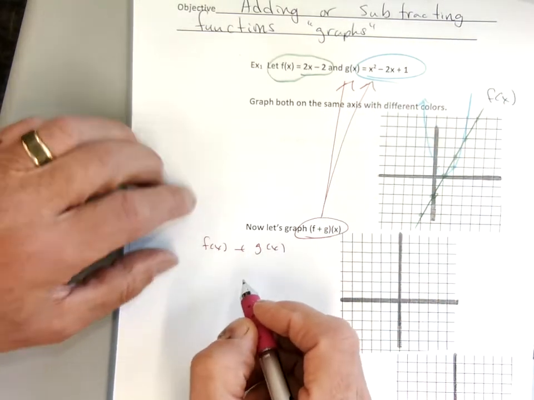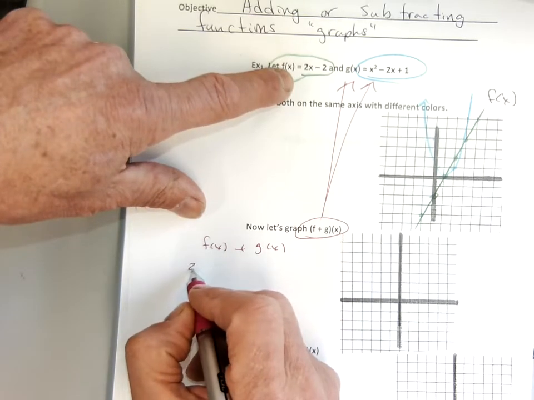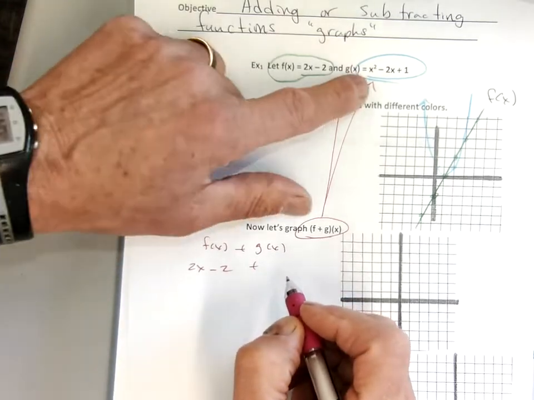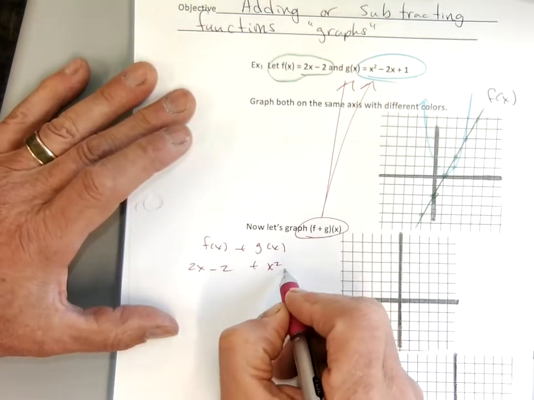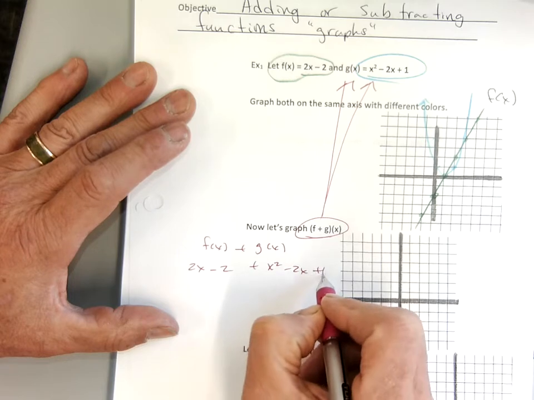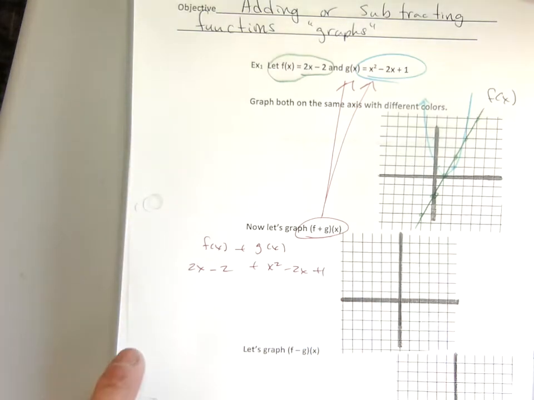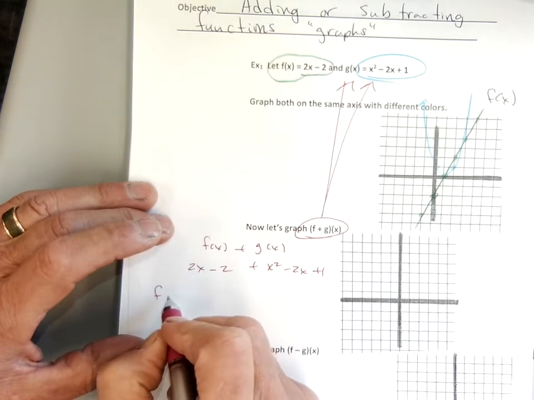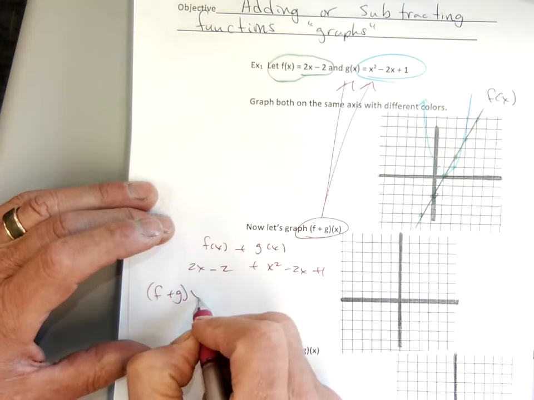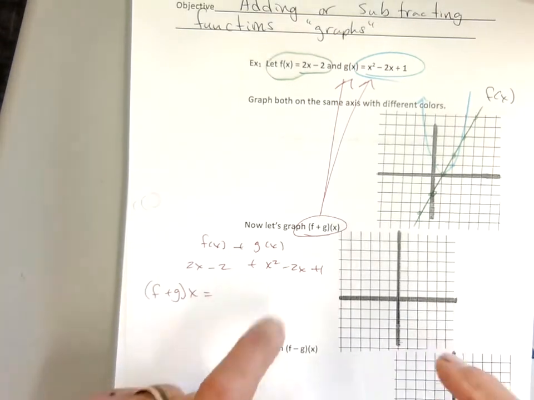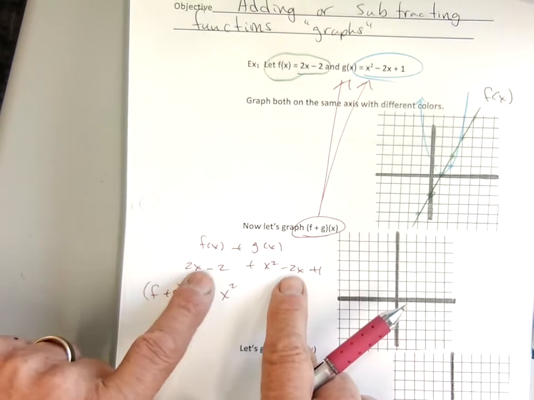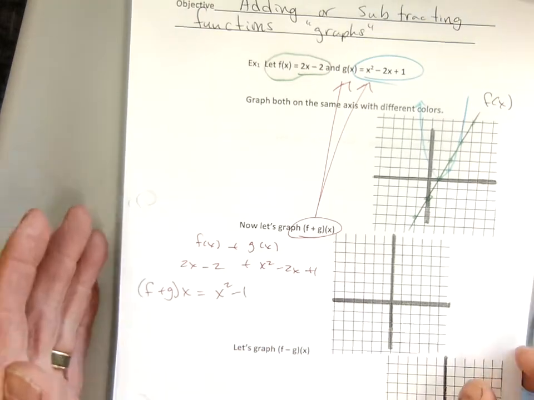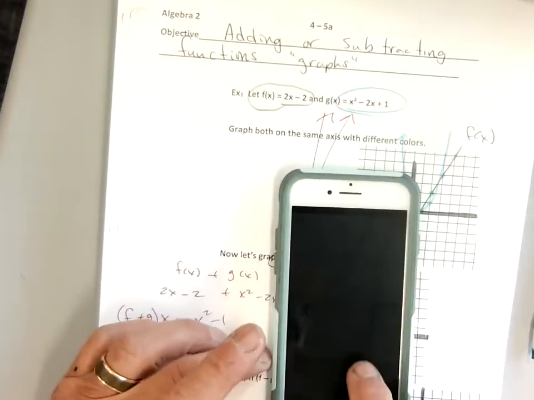So I'm going to take my 2x minus 2, so I'm just taking this equation, plus my x squared minus 2x plus 1. I'm going to add them. Well, that's easy. Add like terms. So f plus g of x equals, just add them, x squared. Oh, those cancel, don't they? And then I get a minus 1. All right, so let's graph that.